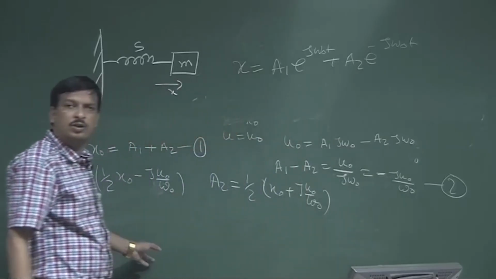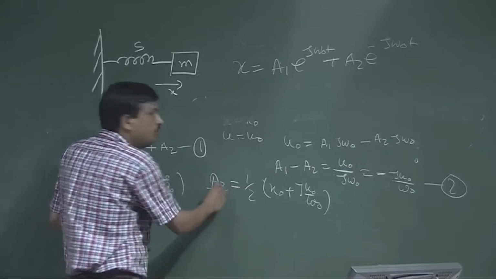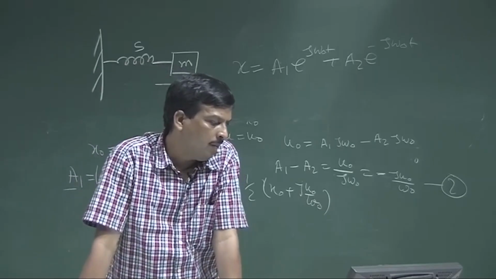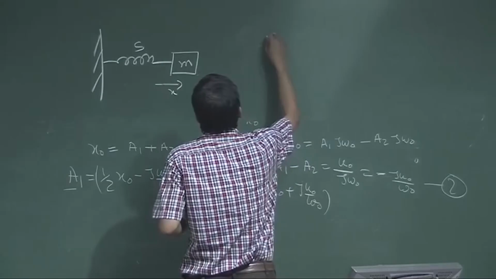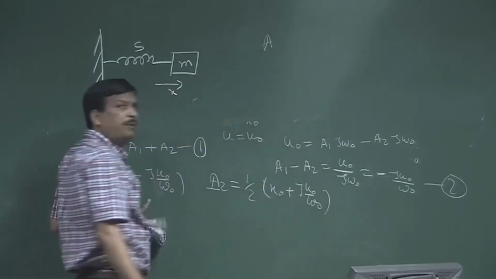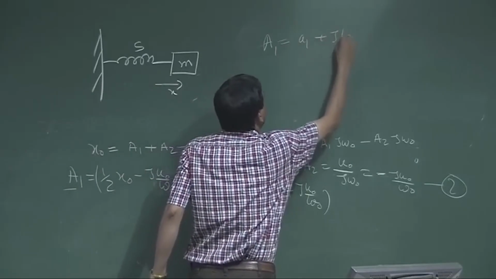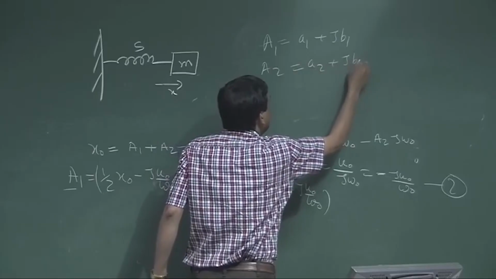I should get the solution. Now, interestingly, if you see, a1 and a2 both are in complex form. Okay. So now let us consider that a1 is nothing but a complex form, a plus jb. Let us consider a1 is nothing but a1 plus jb1 and a2 is nothing but a2 plus jb2.